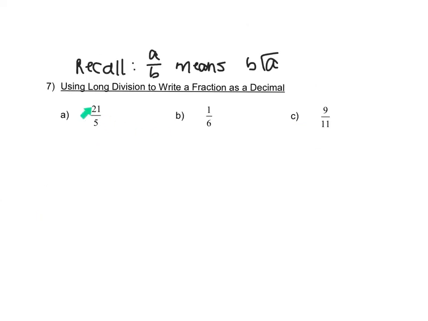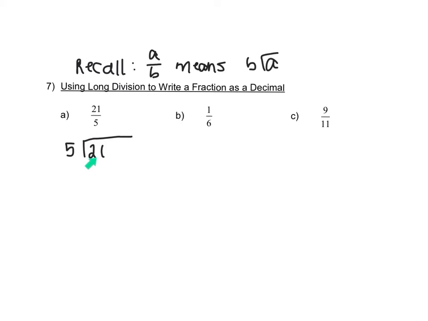So on to the next page. We're going to look at taking a fraction, 21 over 5, and writing it as a decimal. So what you need to recall here is that if you have a fraction, a over b, it means division. So the top number goes on the inside and the bottom number is on the outside. So to write this as a decimal, we are going to do division with 21 on the inside divided by 5 on the outside.